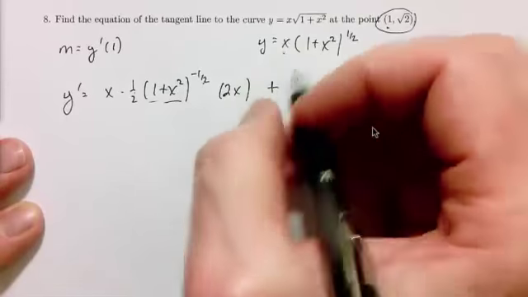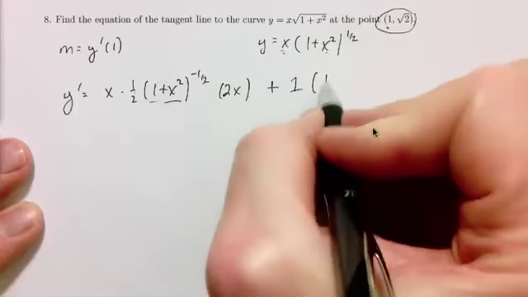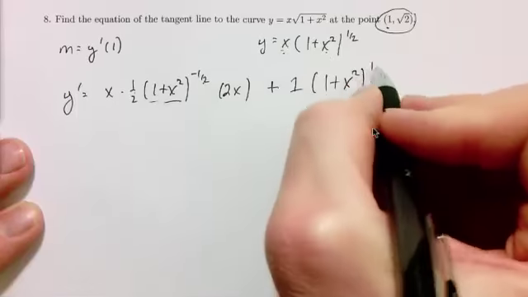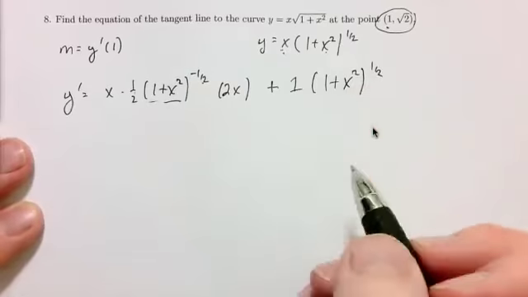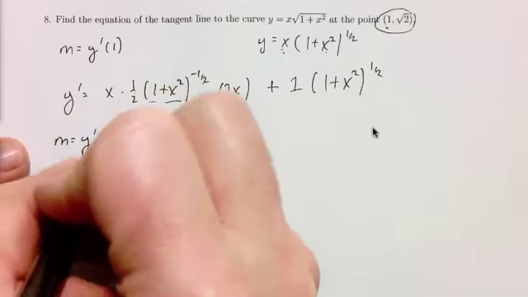Leave the first alone. Sorry, we already left the first alone, took the derivative of the second. Now we're going to take the derivative of the first and leave the second alone. Now you can simplify this, but there's no need because all I really care about here is plugging in the number 1.